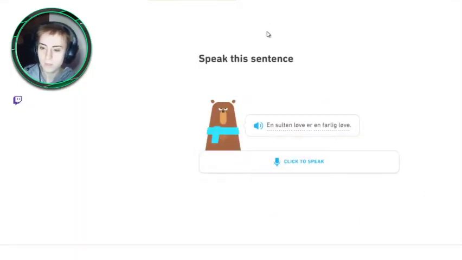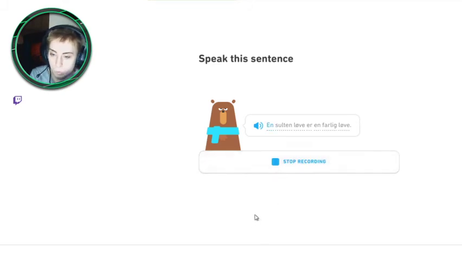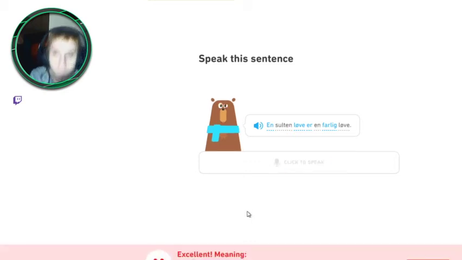En sulten løve en farlig løve. En sulten løve en farlig løve. Something about lion. Sulten. A hungry lion is an angry lion. Farlig. Dangerous lion. En sulten løve en farlig løve. Damn it. A hungry lion is a dangerous lion.